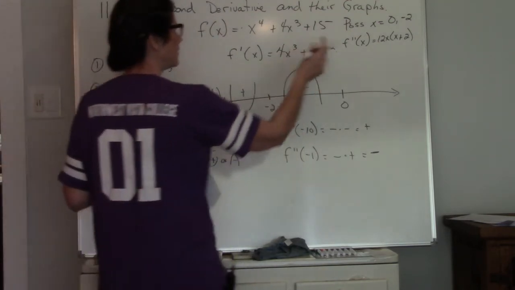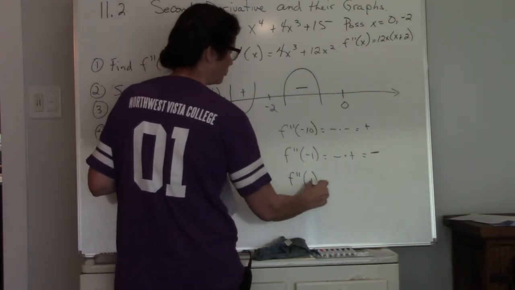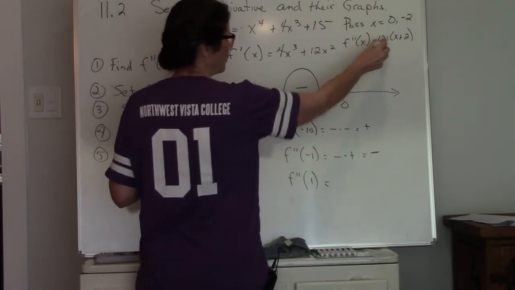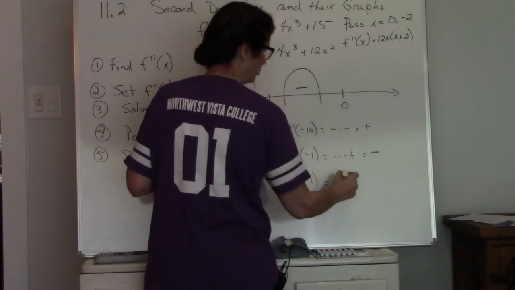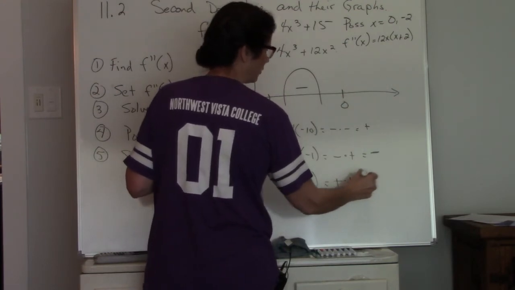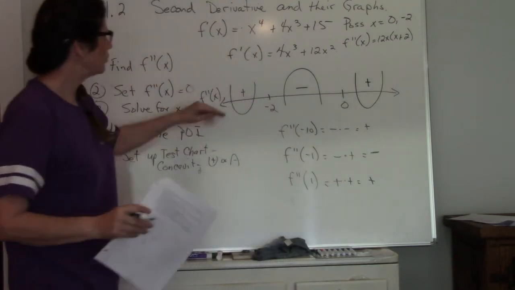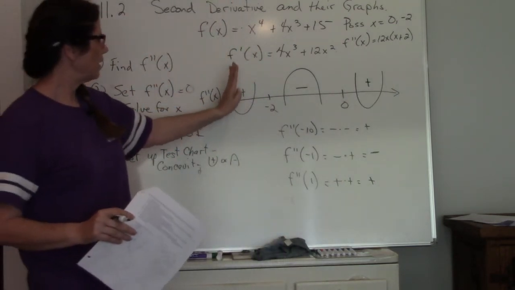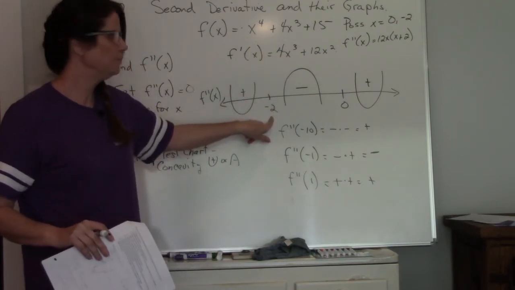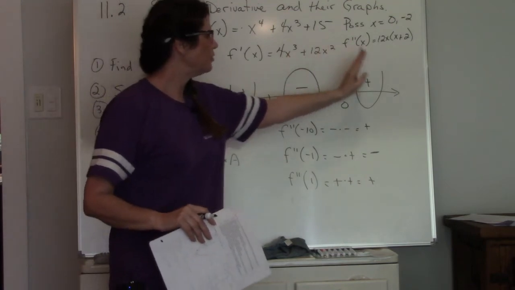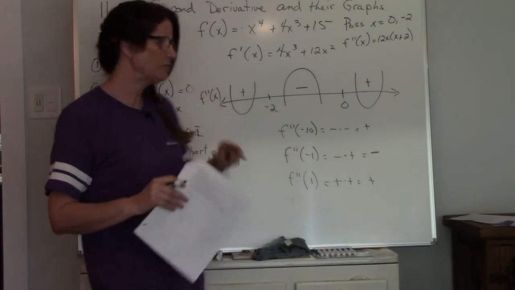Okay? Now I'm going to test this interval. With the second derivative, I'm going to use 1. 12 times 1 is a positive. 1 plus 2 is also positive. Positive times positive is positive. That makes this interval positive. So what this tells me is, since I went from positive to negative, negative 2 is a point of inflection. Here I went from negative to positive, so 0 is also a point of inflection. So I have 2 points of inflection.